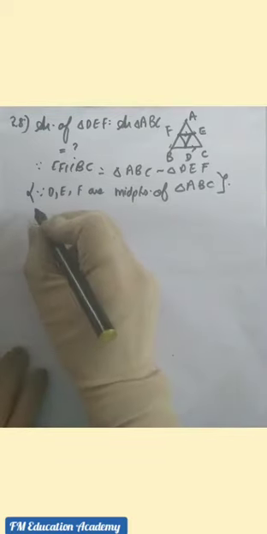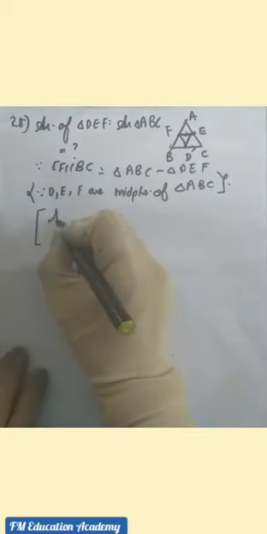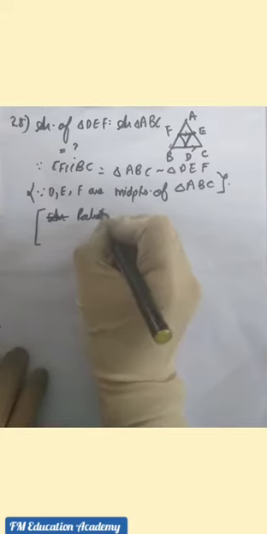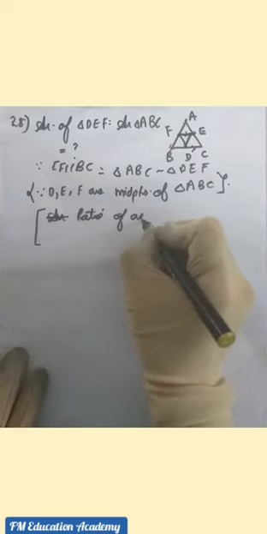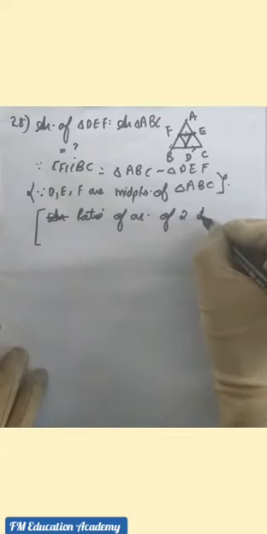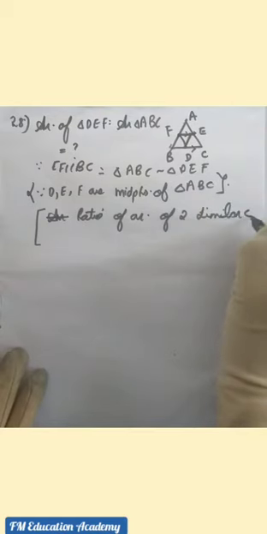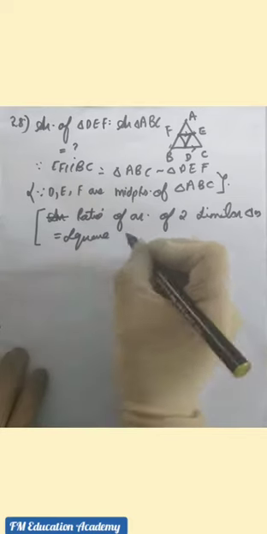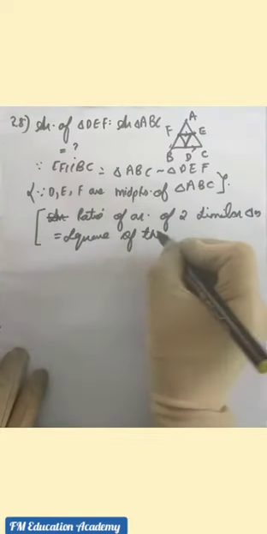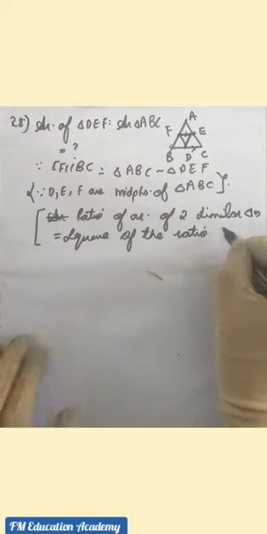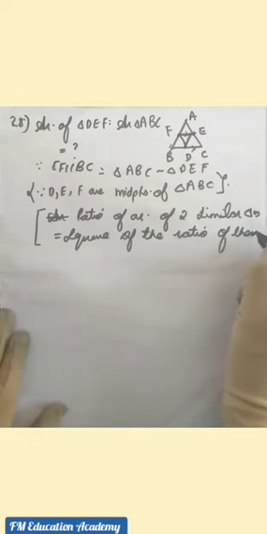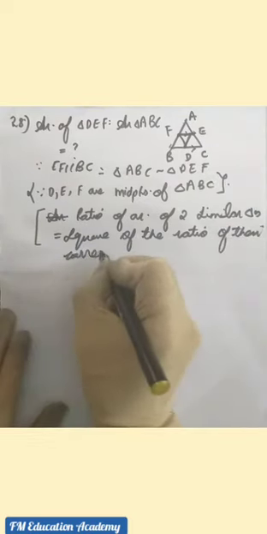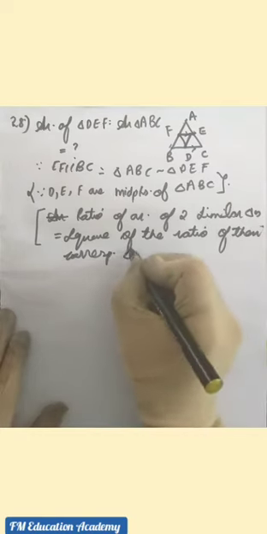So we know that we have a theorem. What is the theorem? The ratio of the areas of two similar triangles is equal to the square of the ratio of their corresponding sides. So let us substitute this theorem here.